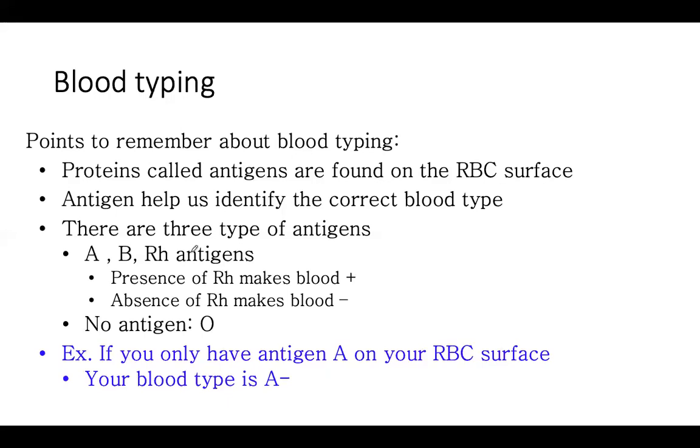Now, what if I have no A or B on the surface of my red blood cells? For those, we refer to them as blood type O. And again, if the Rh is present, then your blood type would be O positive. And if your Rh is absent, your blood type would be O negative. So, an example of identifying your blood type: if you only have antigen A on the RBC surface, then your blood type would be A negative.